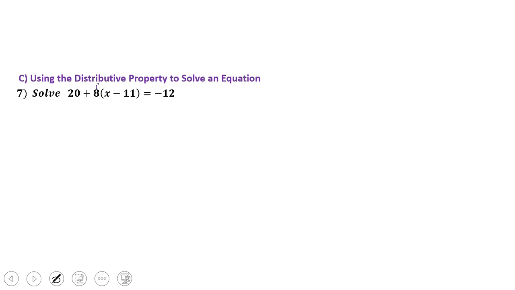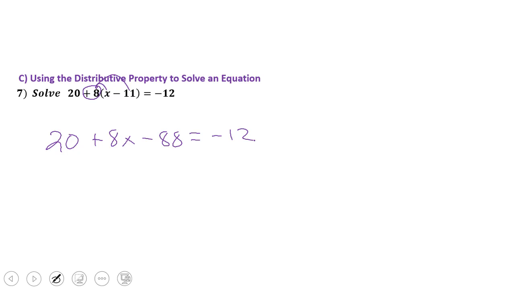So to distribute, we're going to take the 8 and multiply it by the x. Recognize this is a positive 8. So I'm going to have 20 plus 8 times x is plus 8x, and 8 times a negative 11 is minus 88. And that is equal to a negative 12.